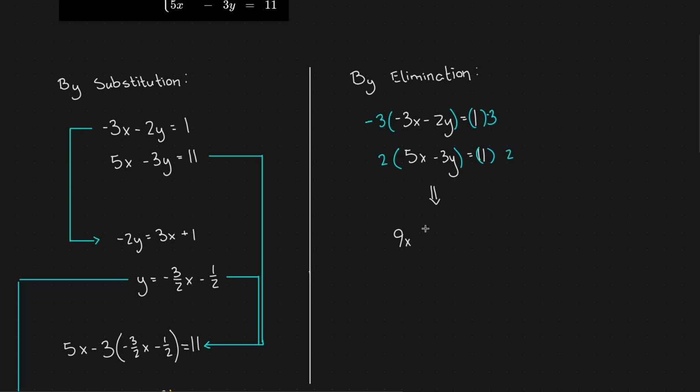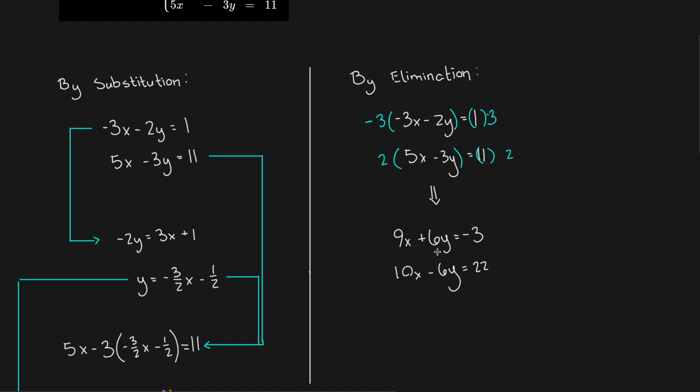So my 2 equations become 9x plus 6y equals negative 3. That's what my first equation became. My second equation becomes 10x minus 6y equals 22. Okay? So notice I didn't really change the system at all. I just made the equations look a little different, right? You can always multiply both sides of an equation by the same thing. It's still the same equation when you're done, it's just numbers are a little bigger.